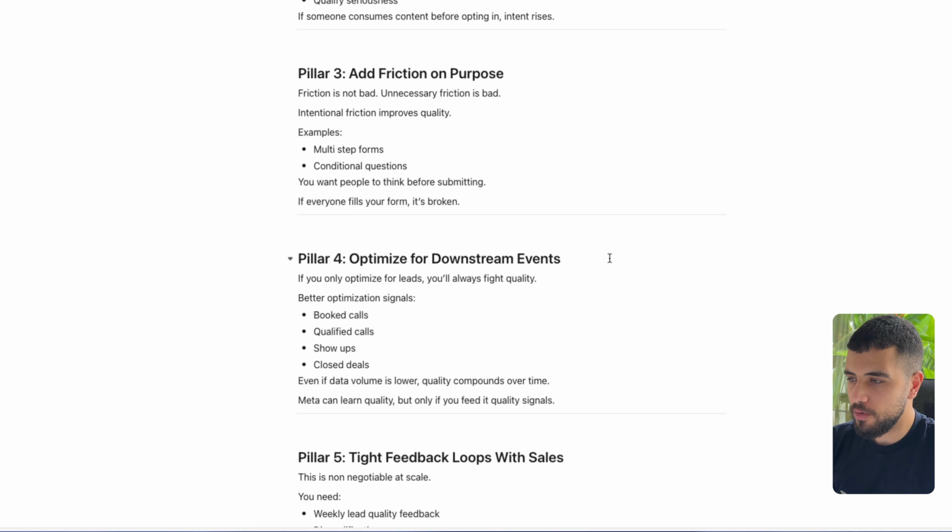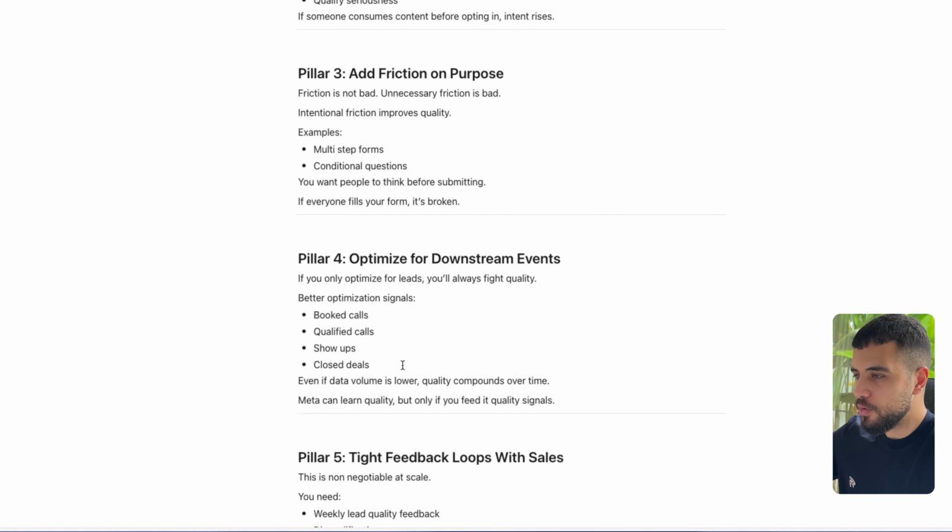Again, previously we went over that you shouldn't optimize for just leads. Imagine someone is optimizing for page views. Any page view that he gets is, in Meta's eyes, a successful event, so it will optimize for the wrong people. Instead, you need to optimize for booked calls, qualified calls, calls that show up, or even closed deals if you're doing enough volume.